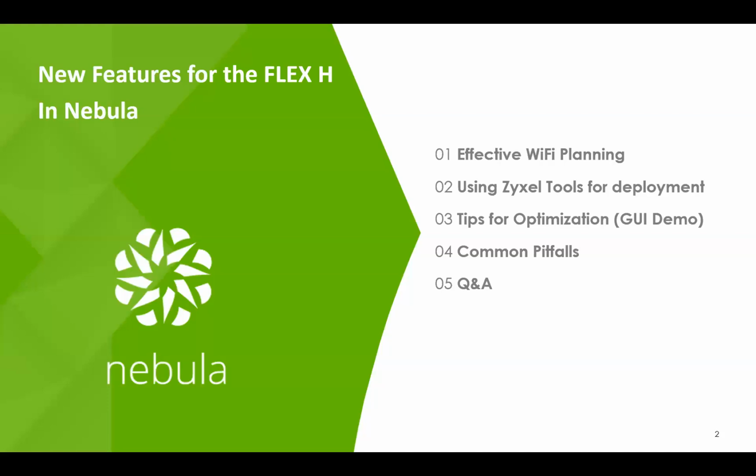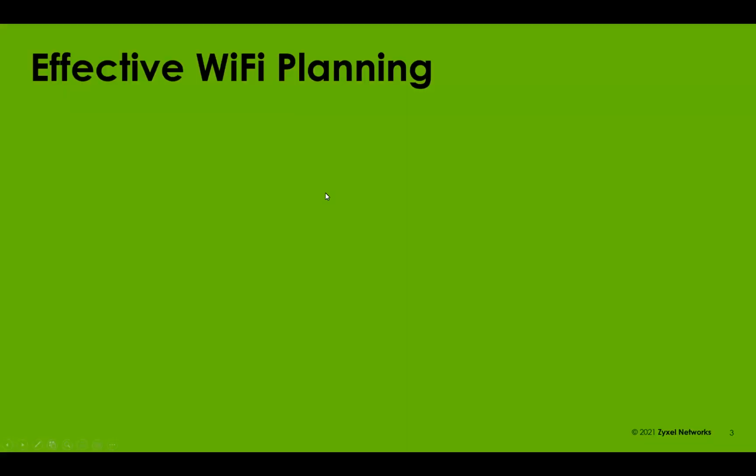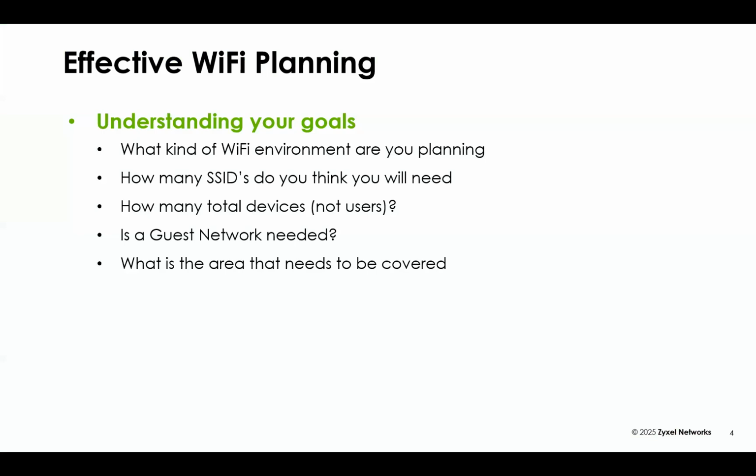Next, we will talk about tips for optimization, what tweaks you can do within Nebula. I don't know why this is actually a little wrong here. I do apologize for that. The header is incorrect. But we will talk about how we can optimize the Wi-Fi in the GUI of Nebula so that you can get the best performance out of your access points. Then after that, we'll talk about the common pitfalls for Wi-Fi, and then we'll open it up to a Q&A session. So let's start talking about effective Wi-Fi planning.